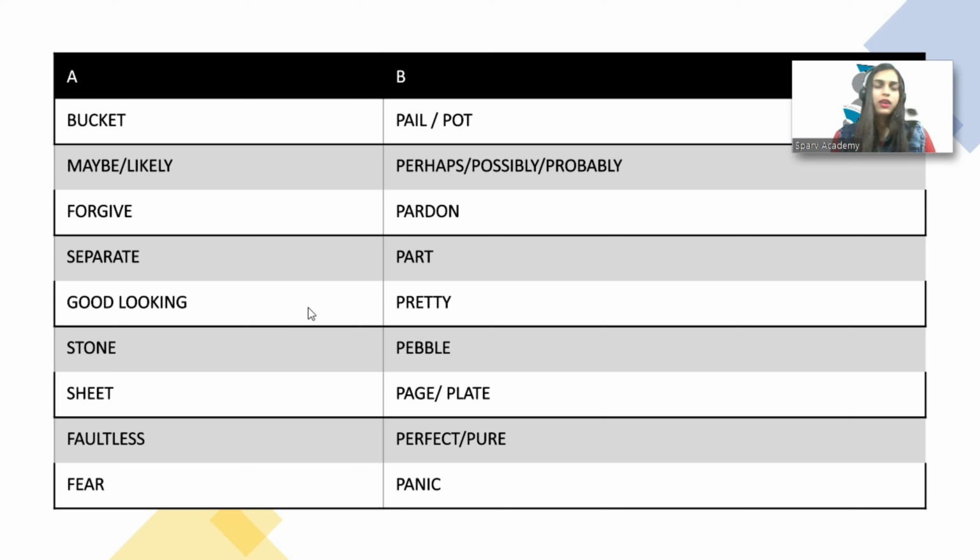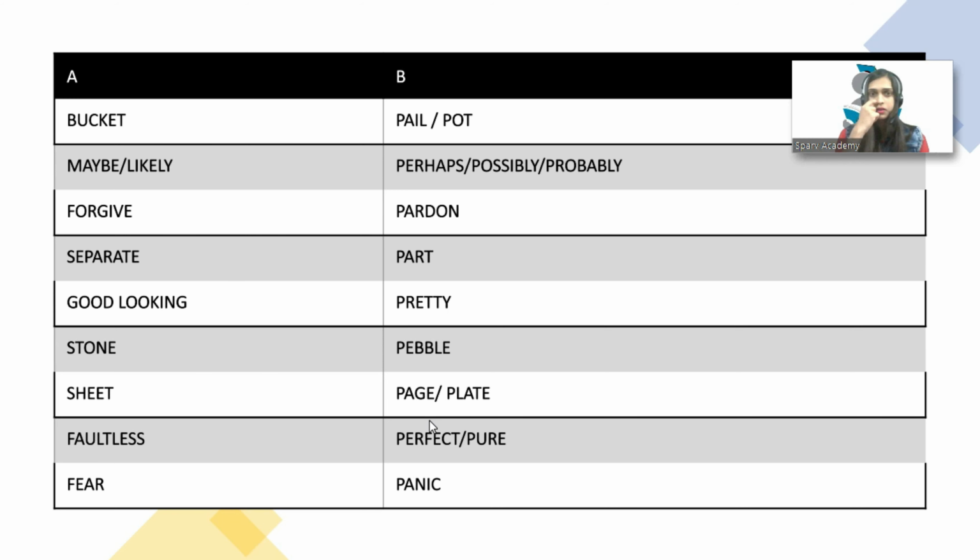Good looking, pretty, charming, beautiful. Okay, we want only pretty, which starts with the letter P. Stone, pebble, sheet, page, and plate. Faultless, perfect, pure. Fear, panic. So 1, 2, 3, 4, 5, 6, 7, 8, 9.